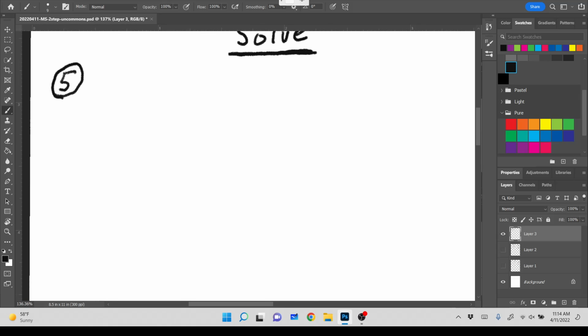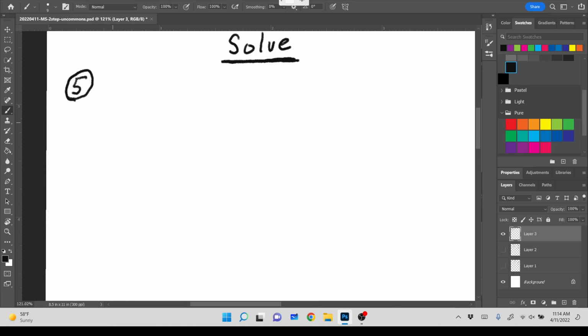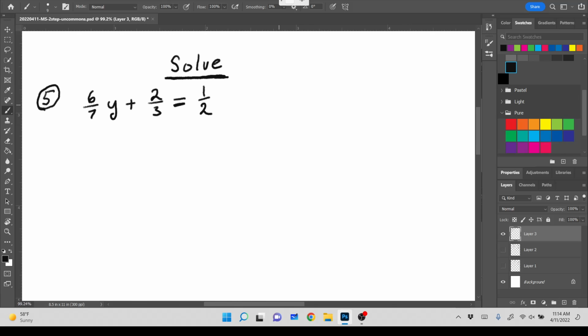Number 5, we're going to solve 6/7 y plus 2/3 equals, how hard do I want to make it? 1/2. It's harder than it looks, but you got this.